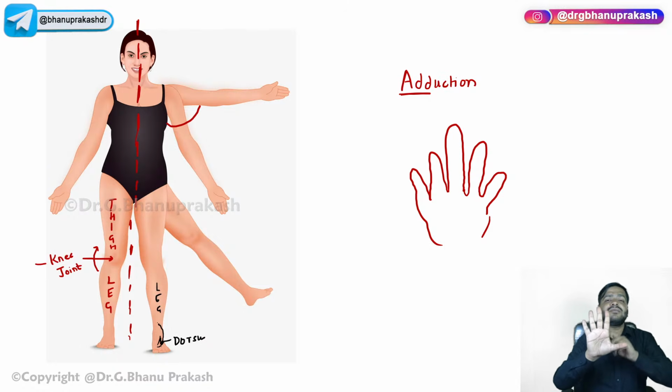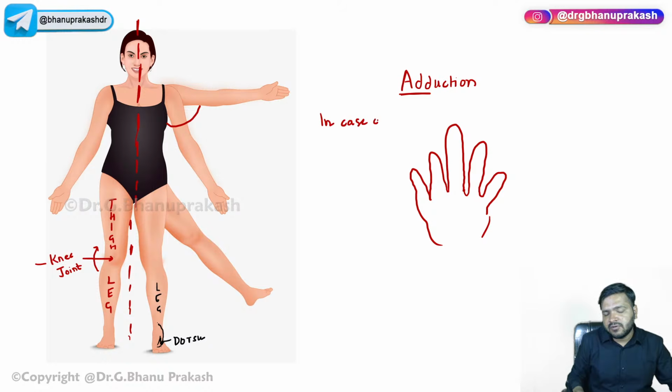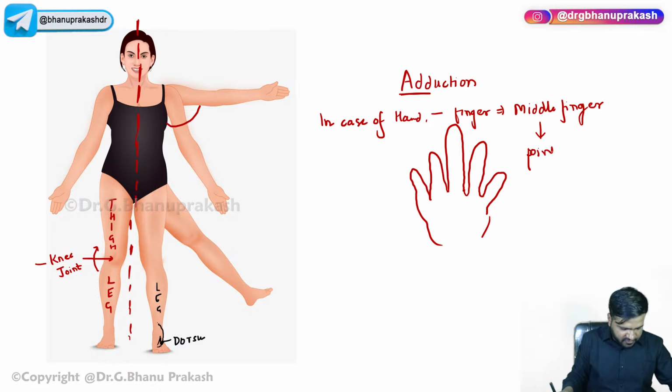Now, in case of fingers, basically the middle finger is taken as the point of reference. Again, very important. In case of the hand, especially the fingers, the middle finger is taken as the point of reference.